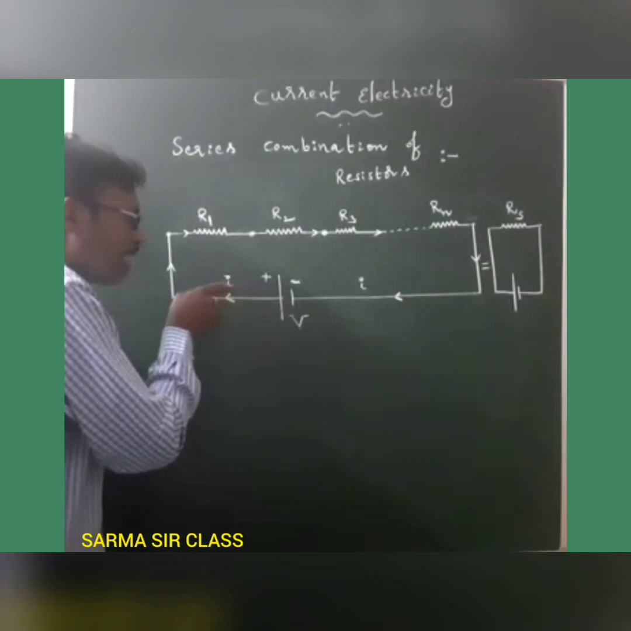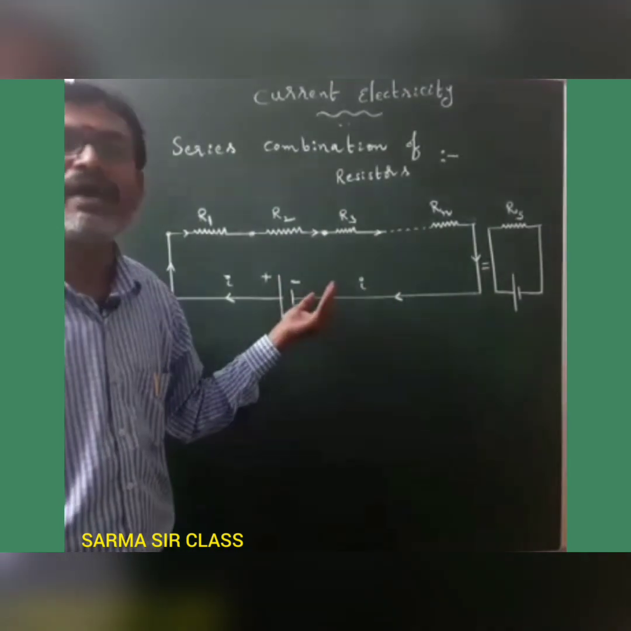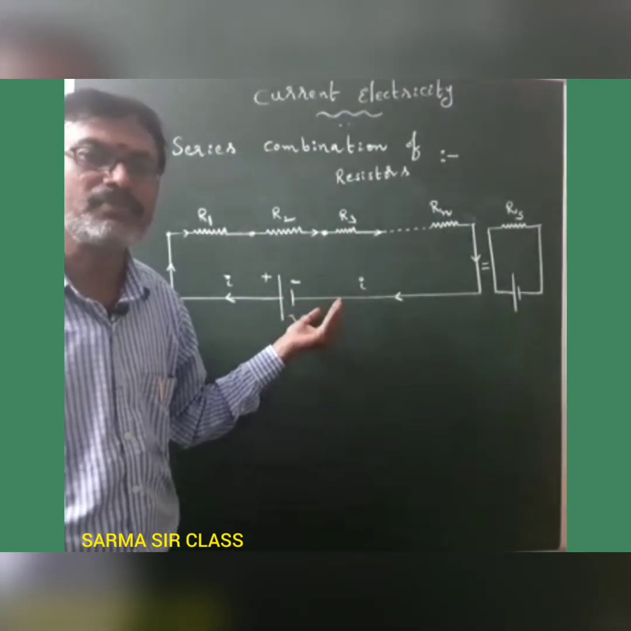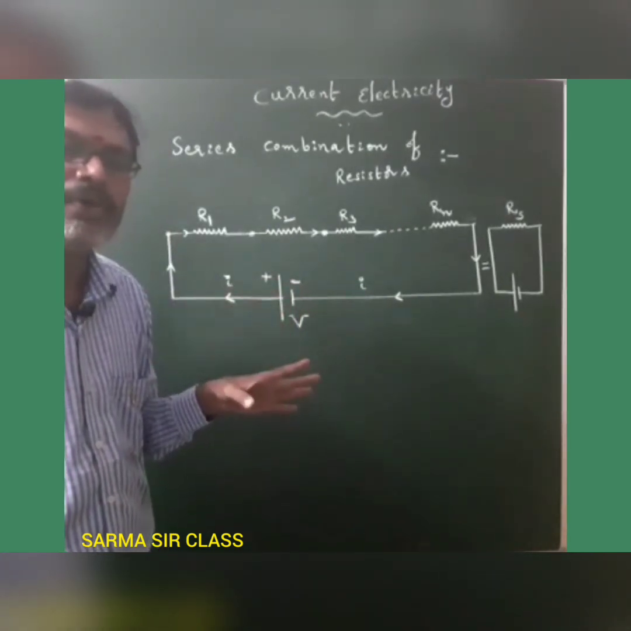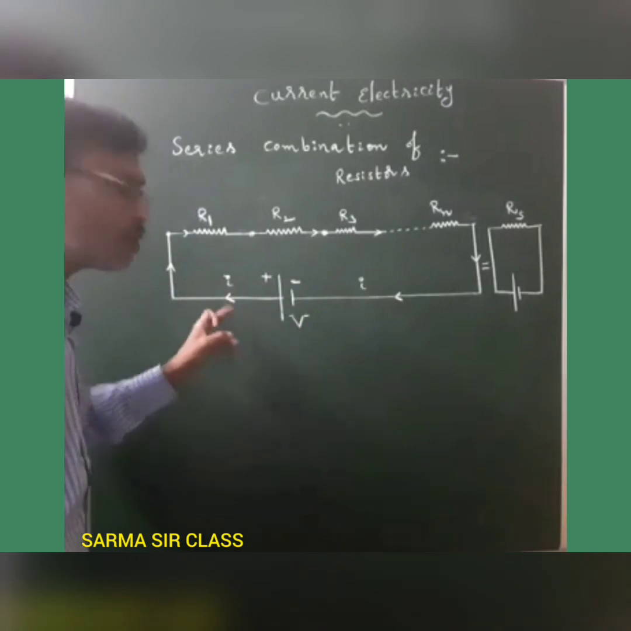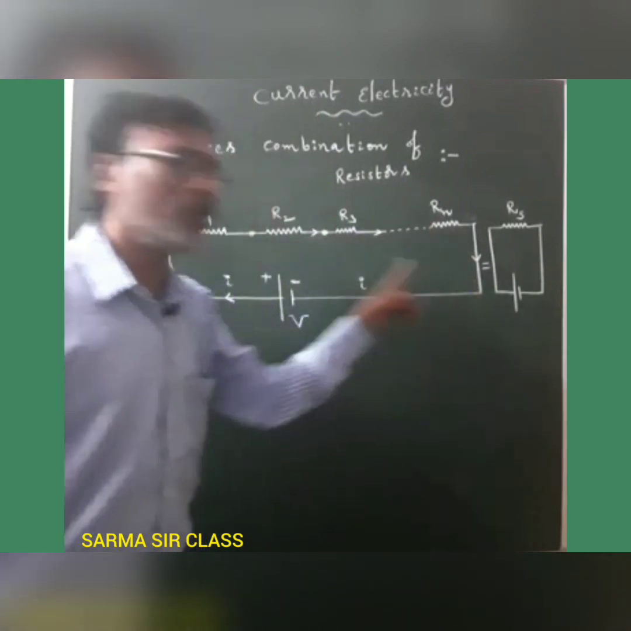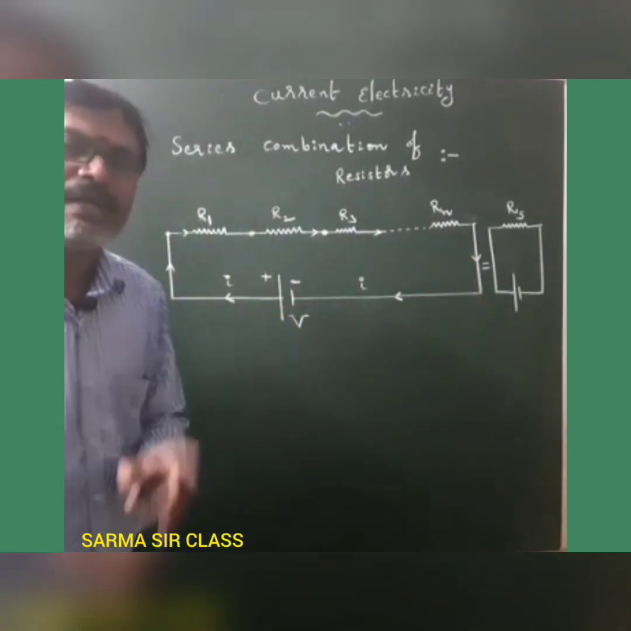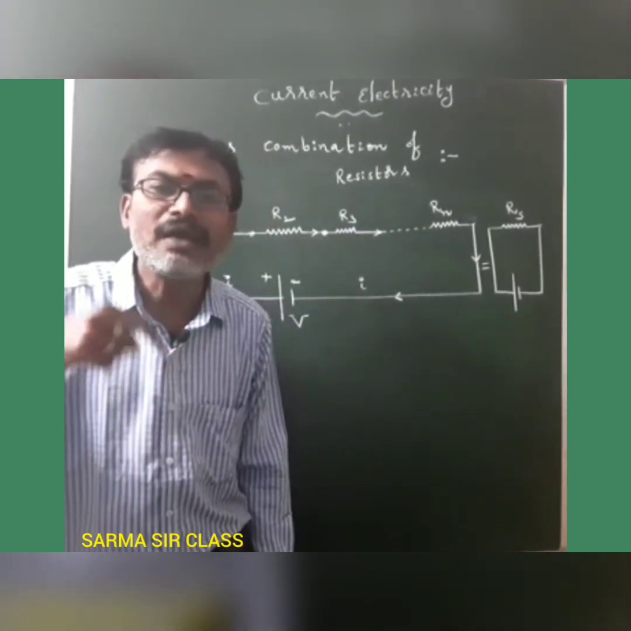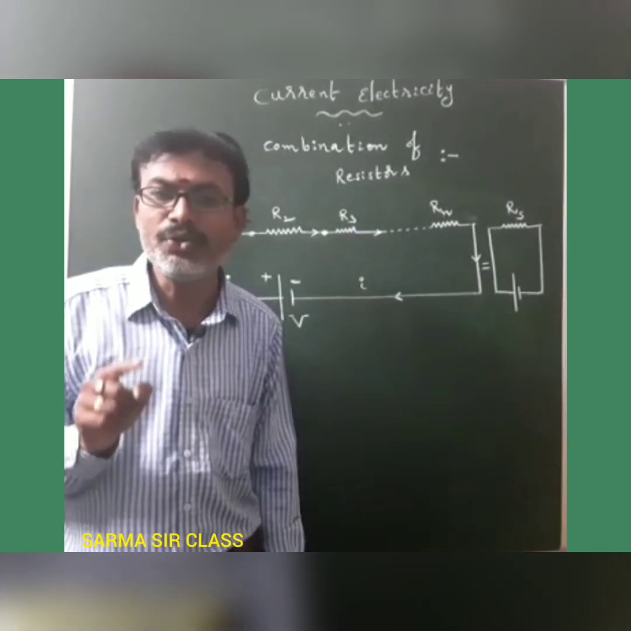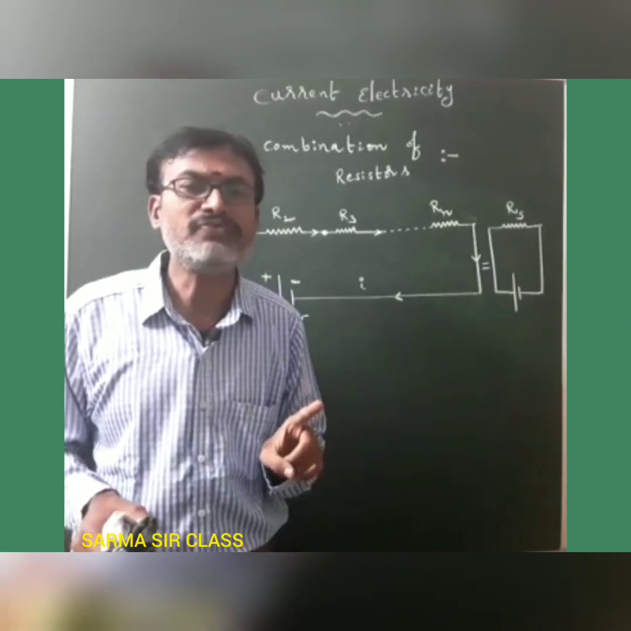From the positive terminal, current I is leaving, and to the negative terminal, current I is entering. Okay, and now this is very important. The current flows only in one direction, and that's why the definition of the series combination of resistors can be given in another way. I am giving you one more definition of series combination.